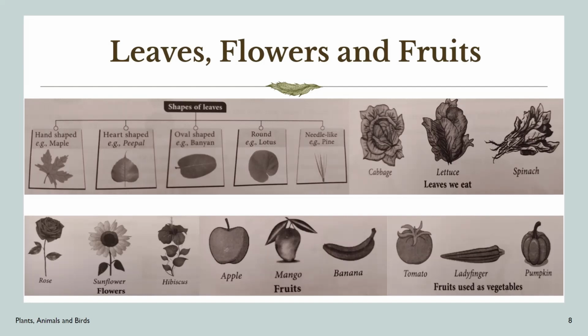Then you have cabbage, lettuce, and spinach. These are the leaves which we eat. What vegetables do you want to eat? I eat spinach. Spinach is a leaf only, okay? You can boil spinach and lettuce, but not cabbage. I don't like cabbage. You don't like cabbage, okay.